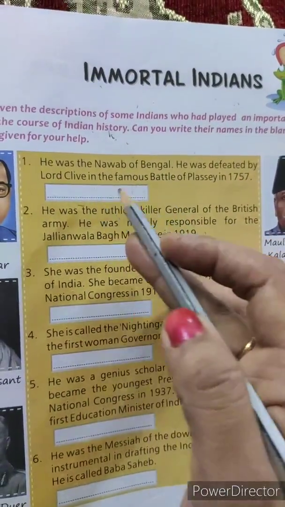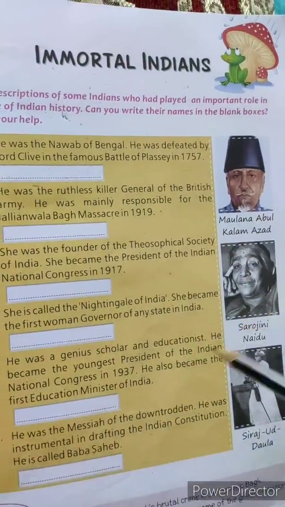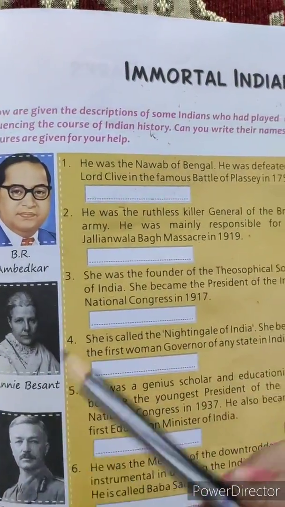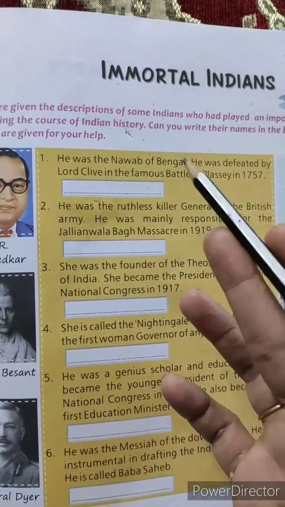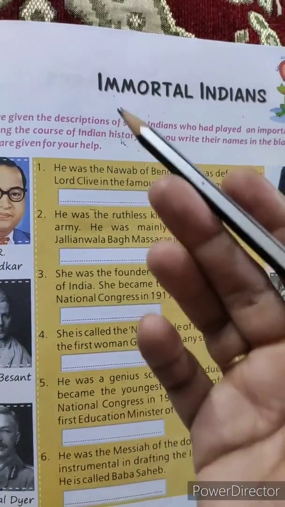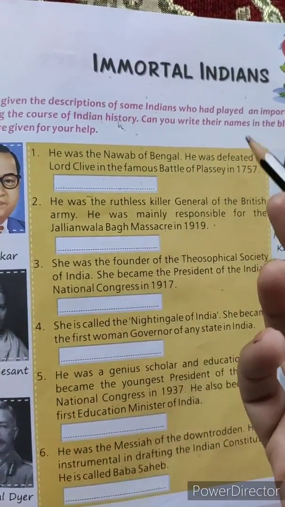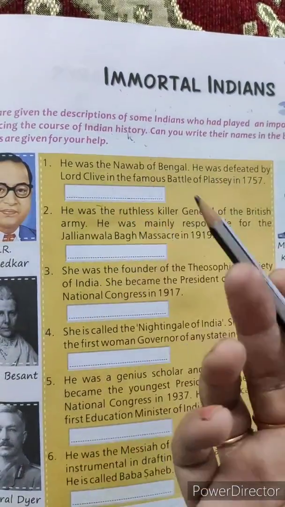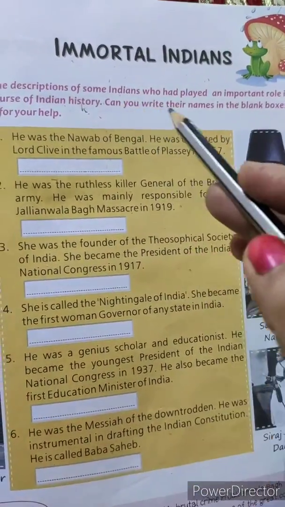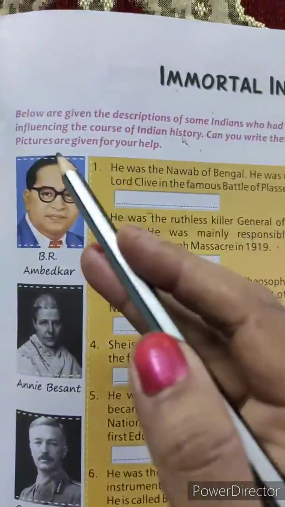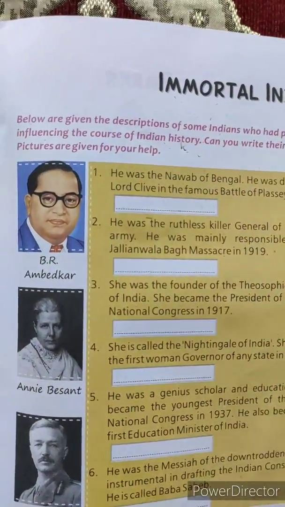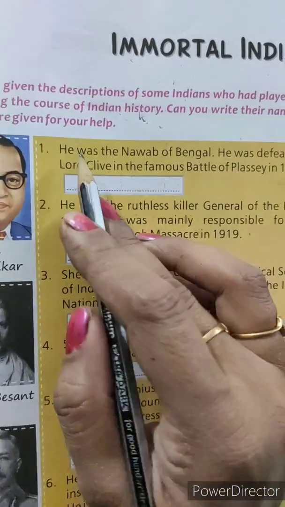Here are the blank boxes. We have to write the names of these persons according to the descriptions given over here. Means first we have to read the description, and according to the description we have to write the correct name. Can you write their names in the blank boxes? Pictures are given for your help. Now let's read the first one.